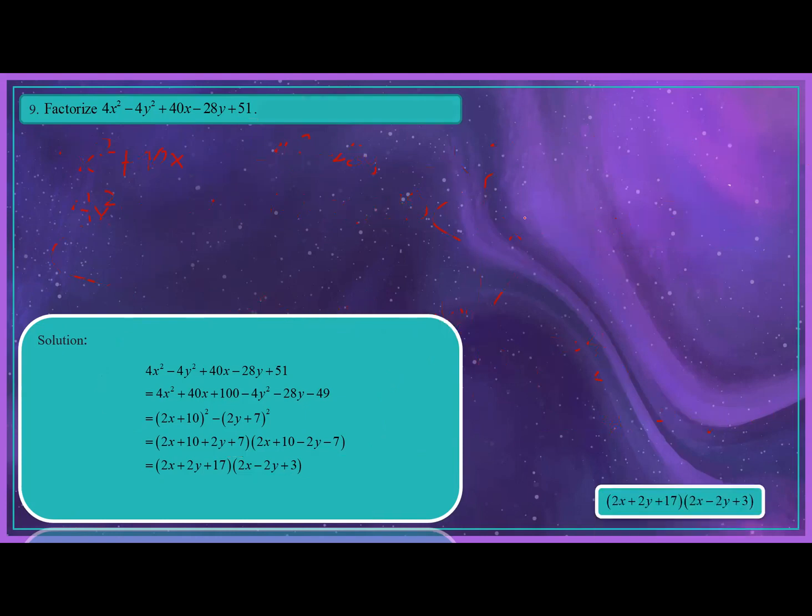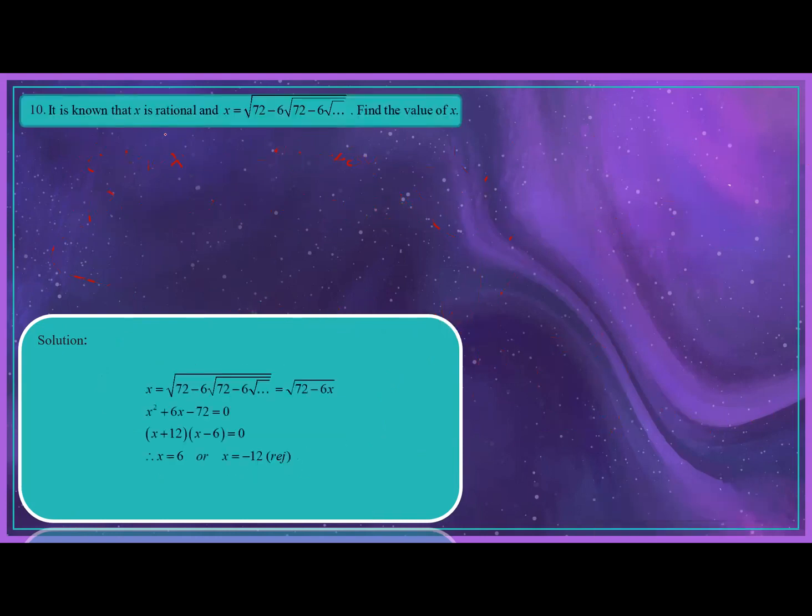So next, number 10. We are told that x is rational and x equals the square root of 72 minus the square root of 72 minus, and so on. This is a nested radical. Basically, it repeats after this point, so that's our x also. So x would be the square root of 72 minus 6x. Squaring both sides, you have x squared equals 72 minus 6x.